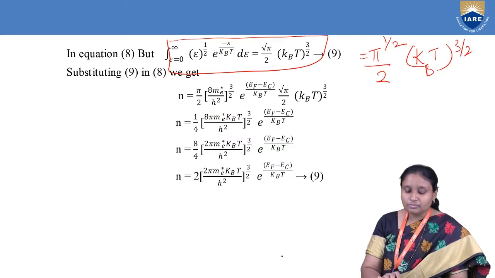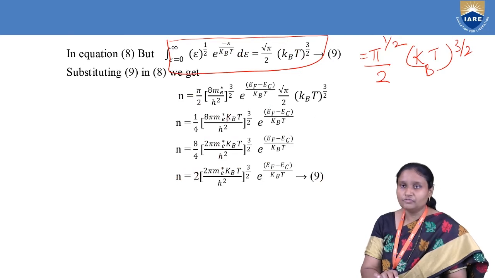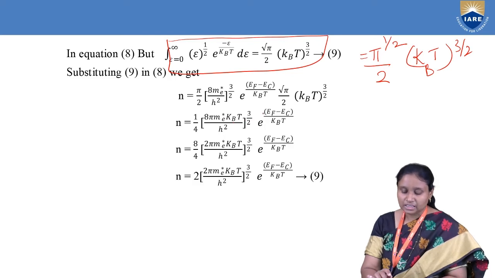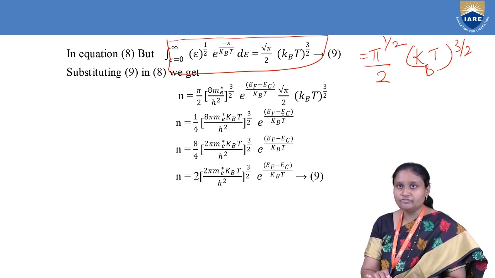Then I am trying to simplify all those terms. I am taking all the terms with power 3 by 2 to one side. Then here I'll have 2 into 2, 4, pi whole to the power of 3 by 2, T whole to the power of 3 by 2, kB whole to the power of 3 by 2, and then 8 me star by h square also whole to the power of 3 by 2. So I'm getting all those terms together and taking their power to be 3 by 2, and then exponential EF minus EC by kBT.